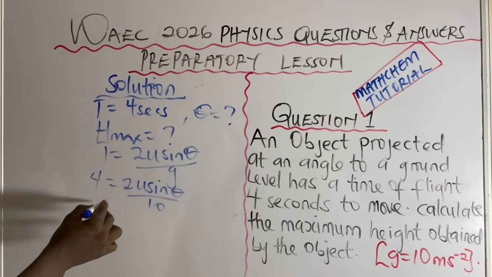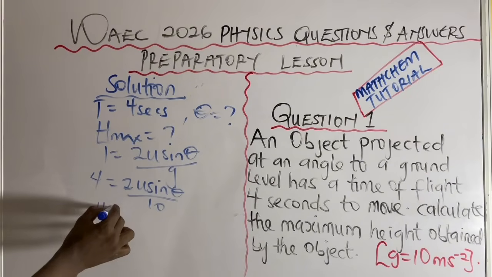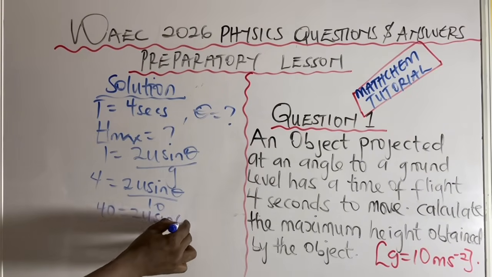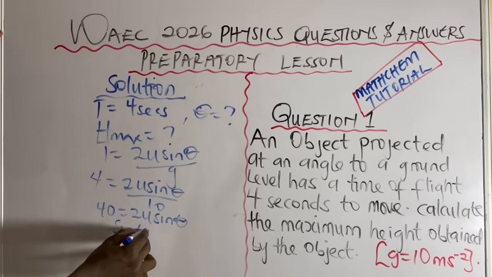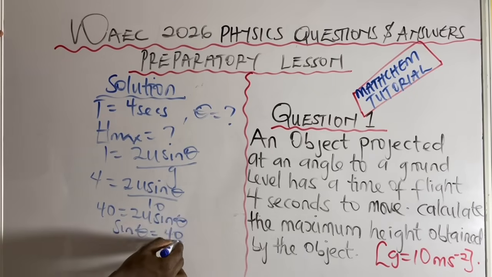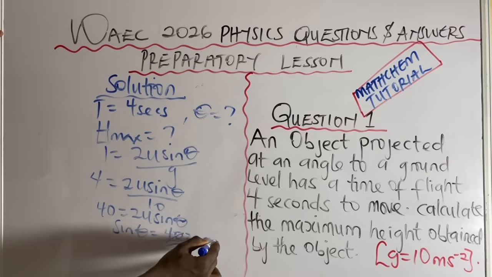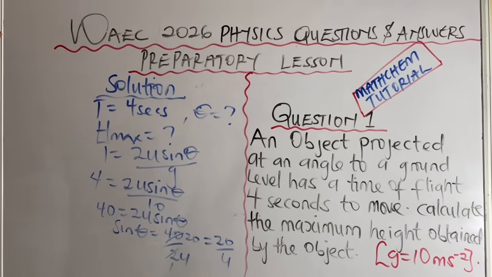By the time you cross multiply, then we have 40 equals 2u sine theta. So if you make sine theta the subject of the formula, sine theta equals 40 over 2u. 2 into 40 is 20, that is basically 20 over u. So that is what sine theta is: sine theta equals 20 over u. Now, after taking note of this, what are we going to do next?